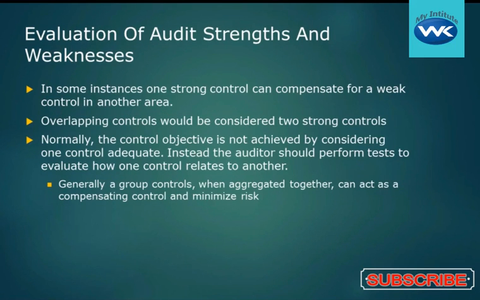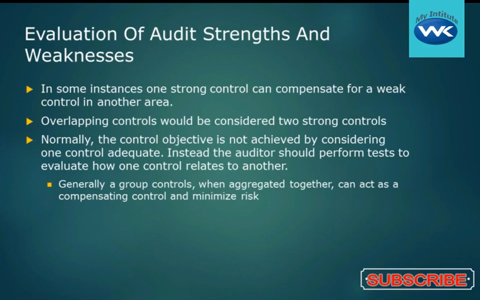As we continue to talk about audit strengths and weaknesses, you need to remember that in some instances, one strong control might be able to compensate for a weak control in another area. You also may look at having overlapping controls as being considered as two strong controls. Normally, the control objective is not achieved by considering one control adequate. Instead, you should be looking at and should perform tests to evaluate how one control might relate to other controls. So generally, a group of controls, when you aggregate them together, can act as a compensating control and minimize risk.